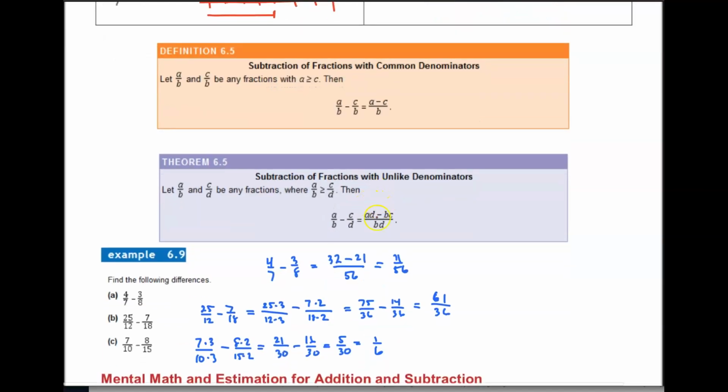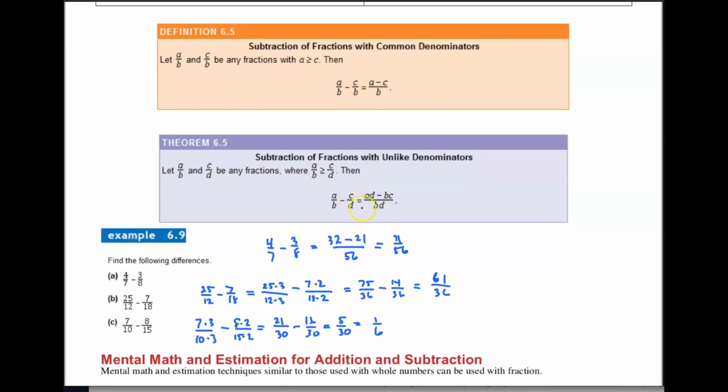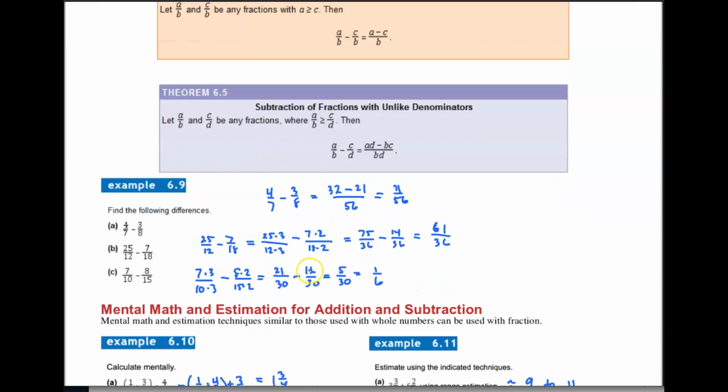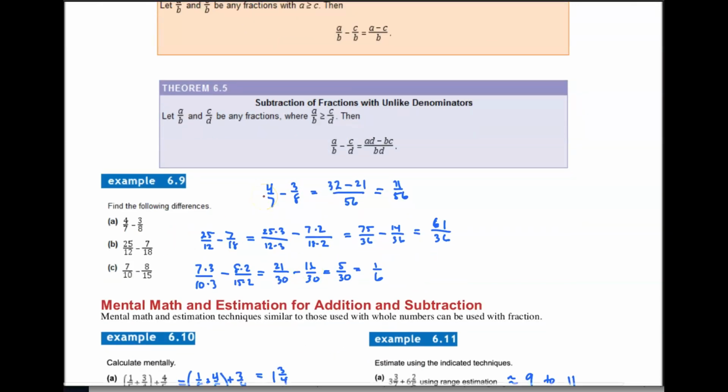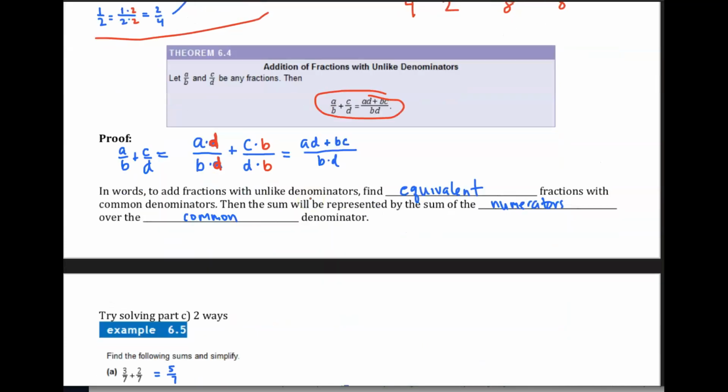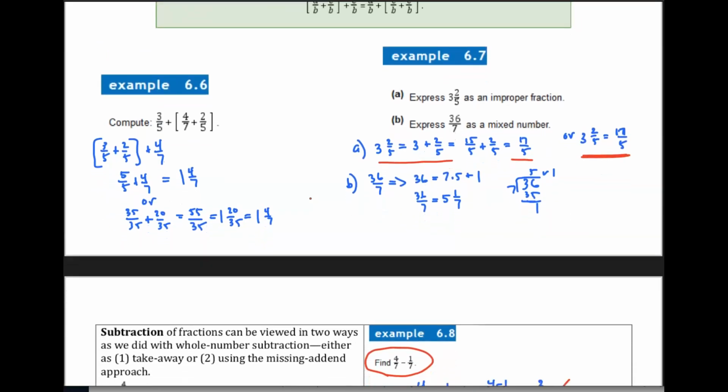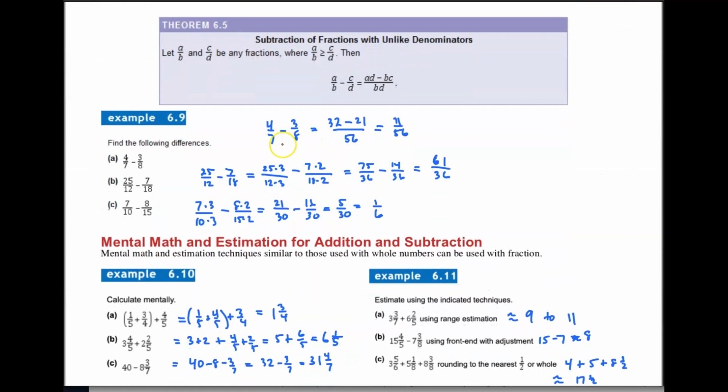You have the same formula if you want to subtract unlike denominators. You cross multiply, right? That would be the longer way to do that. So for example, 4/7 minus 3/8. 4 times 8 is 32, 7 times 3 is 21, and then you subtract. I'm following this rule. 7 times 8 is 56, and so then you end up with 11/56. So that's a way to do that.